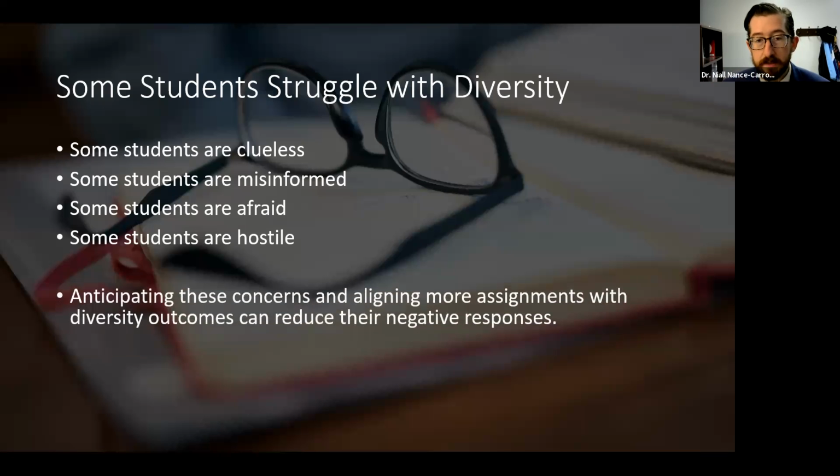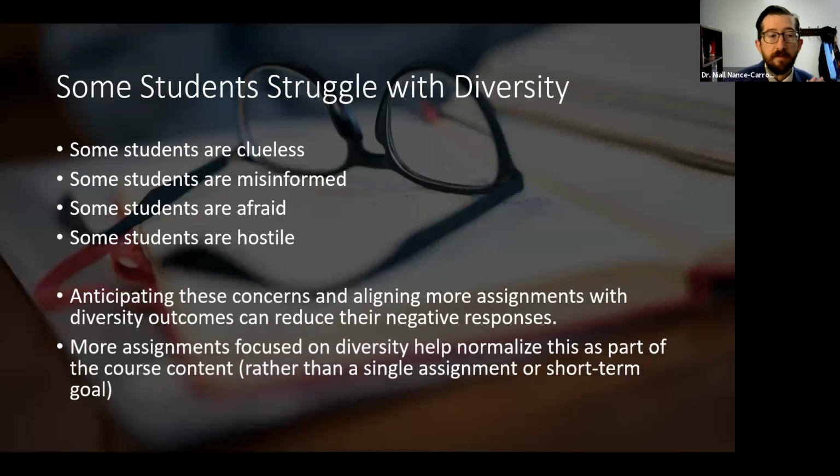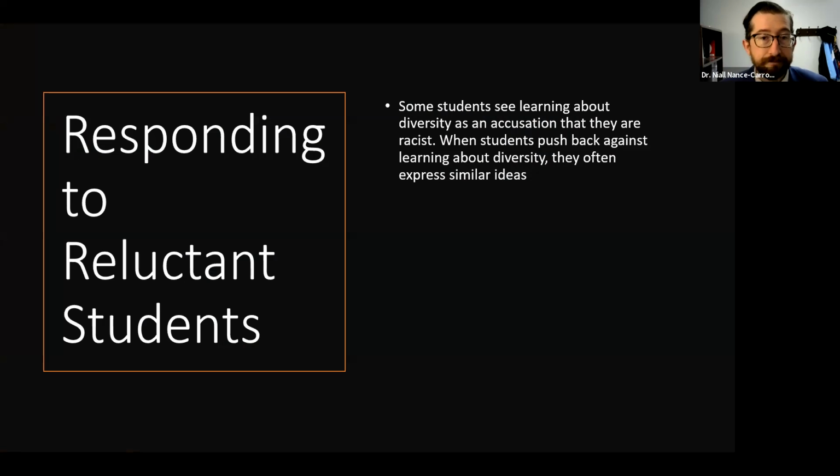So anticipating these concerns can make it a lot easier to go through the assignments, and can reduce negative responses, or what I'm going to describe throughout this as pushback from those students. Having more assignments focused on diversity also helps normalize this, rather than having a single assignment or a short-term goal, which might cause some students to simply skip those weeks or shut down for those weeks. If it's built in from the start, the assignments will fit more easily into it.